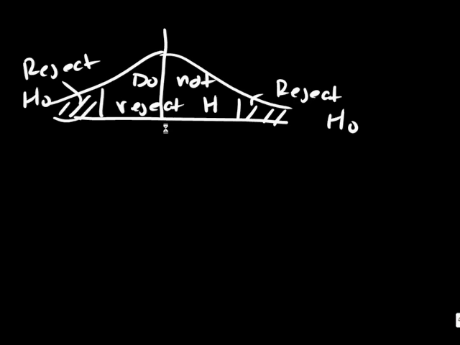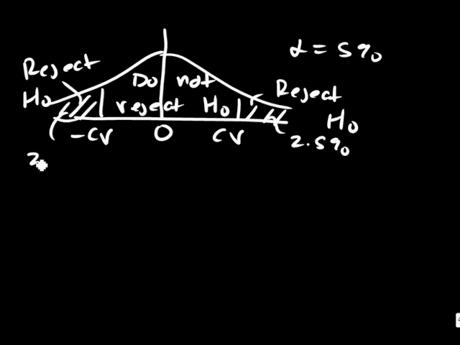Question 17 has a 5% level of significance. Alpha is 5%, which means 2.5% is on the right tail, 2.5% is on the left tail, and that implies that this will be 50 minus 2.5, or 47.5%. Now, looking back at our z-table, working backwards, we have a critical value of 1.96 to the right and a negative 1.96 to the left. These are my critical values.